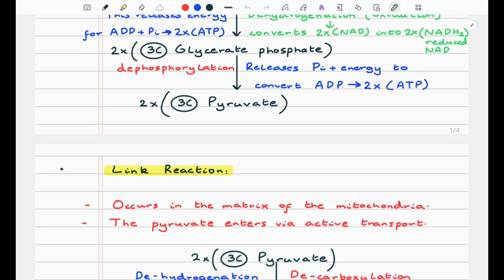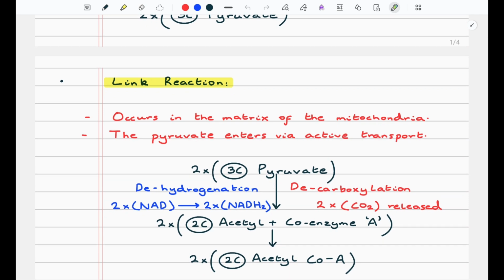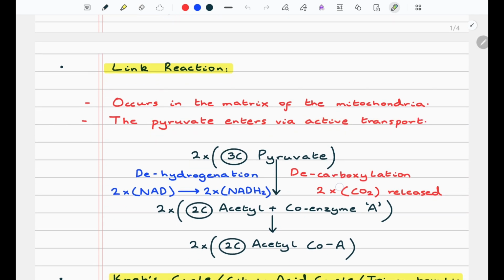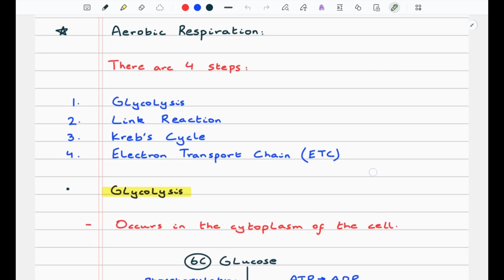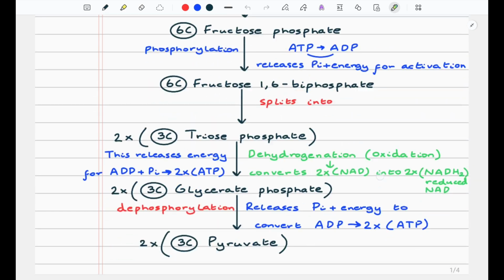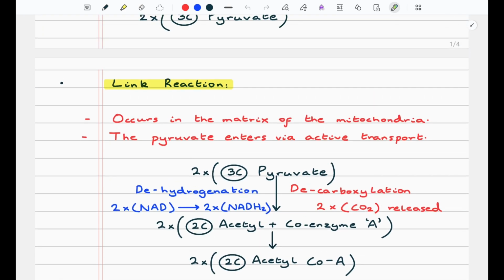So after glycolysis, we've got link reaction, which basically occurs in the matrix of the mitochondria. So inside the mitochondria, link reaction occurs. The pyruvate basically enters via active transport into the mitochondria. So glycolysis was the only reaction which occurs outside of the mitochondria. Henceforth, all reactions will occur inside the mitochondria.